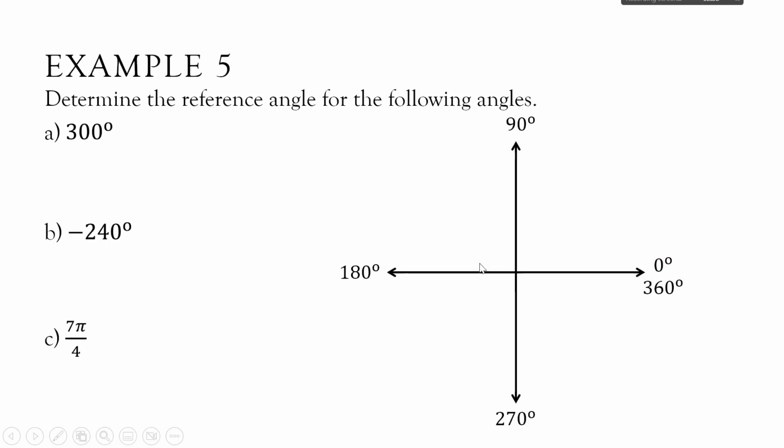So, example 5. Give me the reference angles for these three angles that I've listed here. A and B are given in degrees, and C is given in radians. So let's start off with part A, 300 degrees. Again, just to help us visualize this, I'm going to draw 300 degrees on my chart. 300 is between 270 and 360, so I know it's somewhere in this bottom right quadrant, quadrant 4. So somewhere around here.